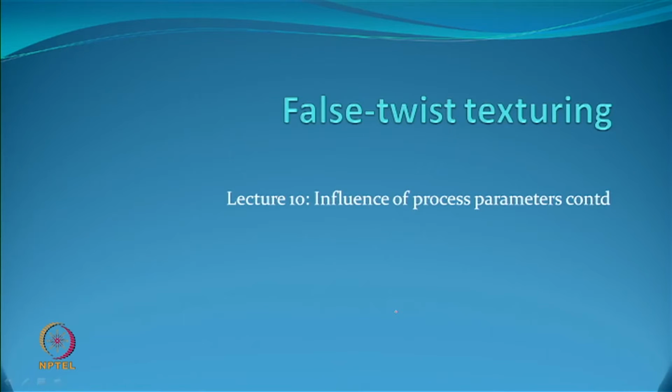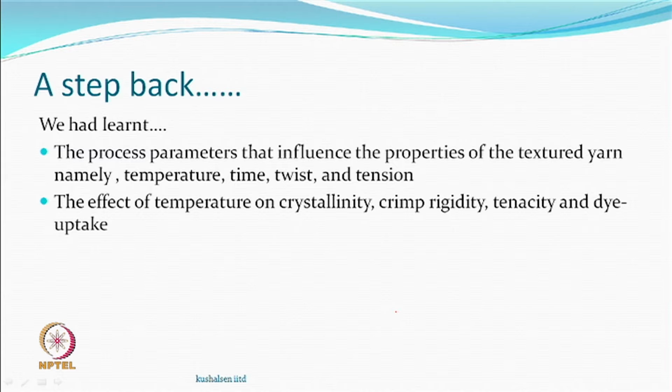So, we are continuing with the false twist texturing, influence of process parameters. We are continuing this as we had only covered part of the effect of temperature. So, process parameters which we understood were temperature, time, twist and tension, and we did study the effect of temperature on crystallinity, crimp rigidity, tenacity and dye uptake.